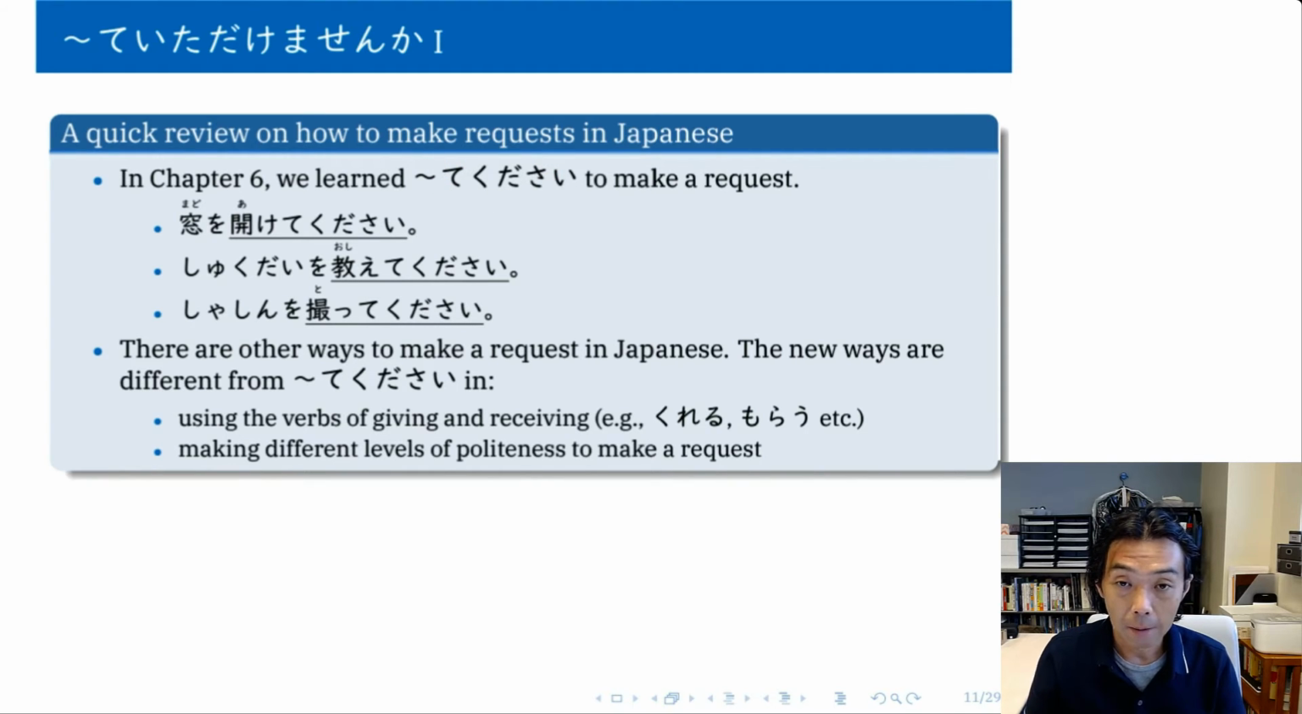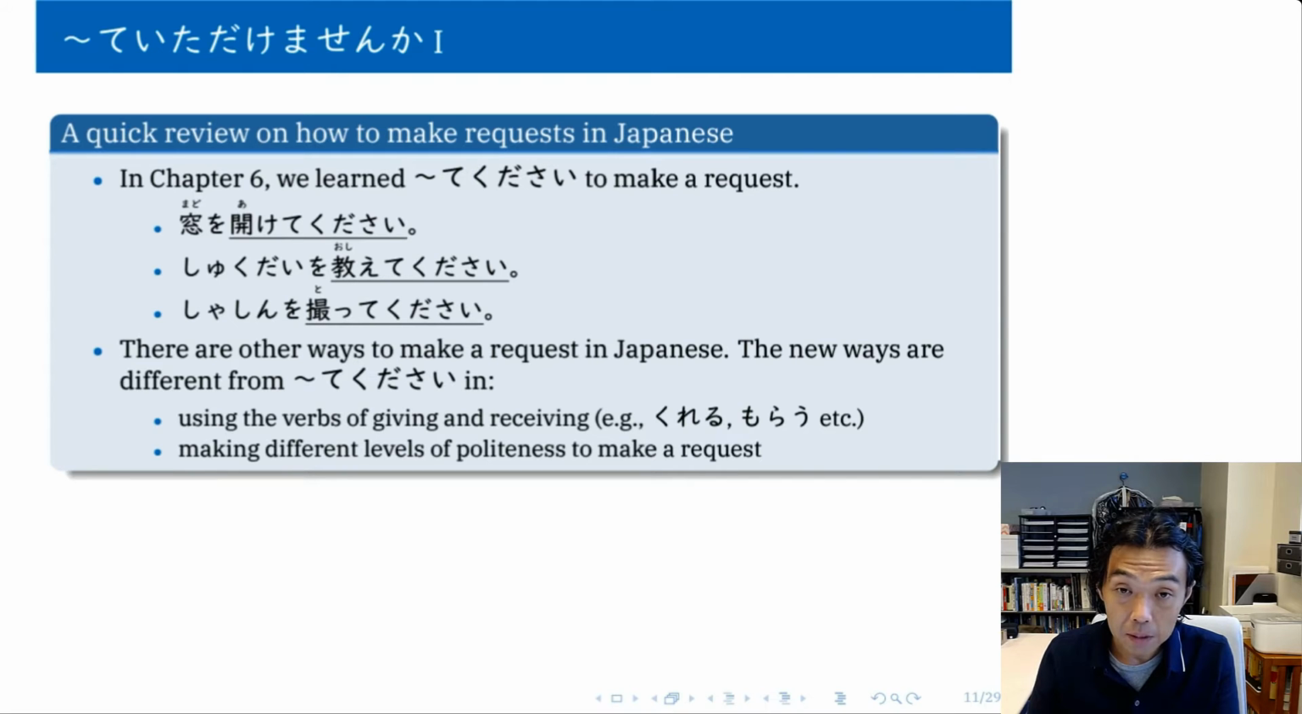mean the same thing. In terms of meaning, they both indicate request. So if you say, "窓を開けてください," which means, "Please open the window." "宿題を教えてください," please teach homework. "写真を撮ってください," please take a picture. So, てください is the same as please in English.